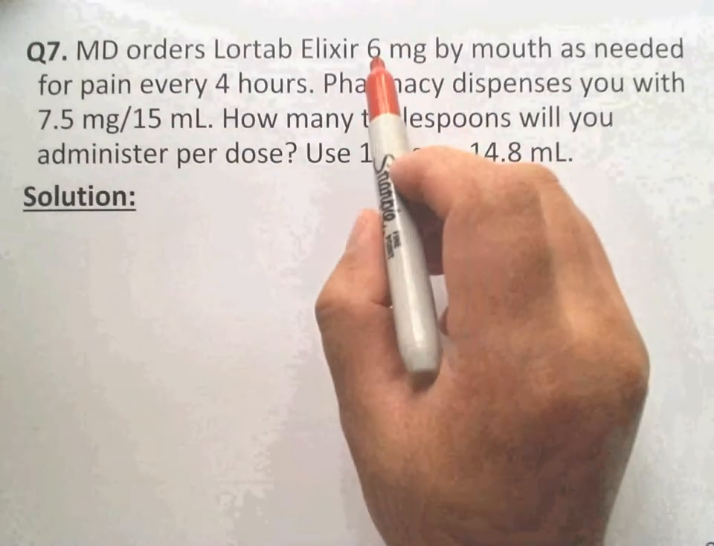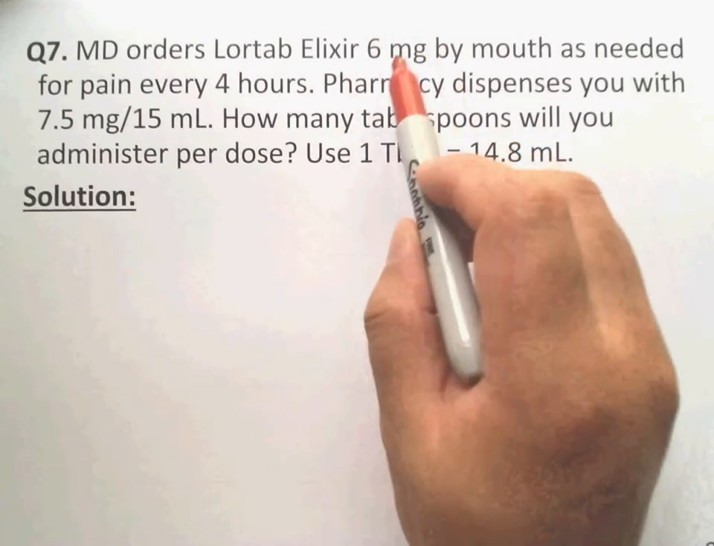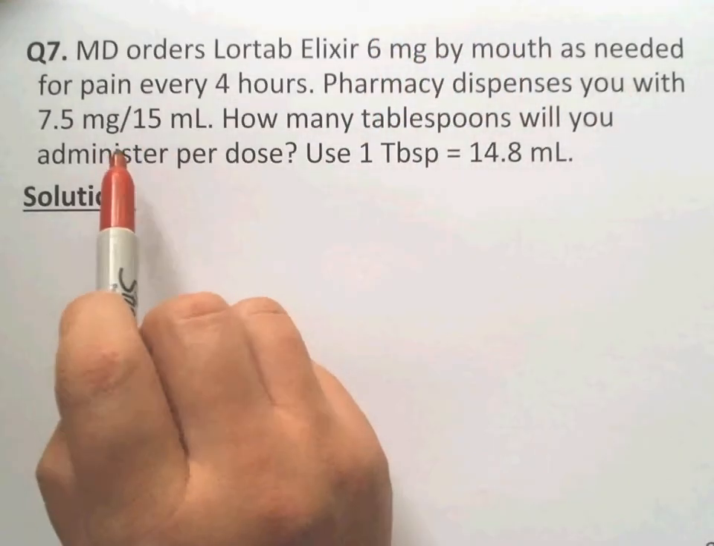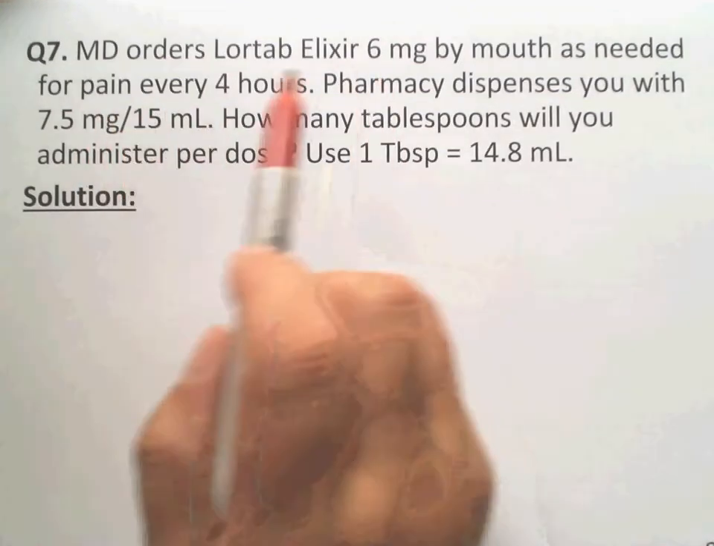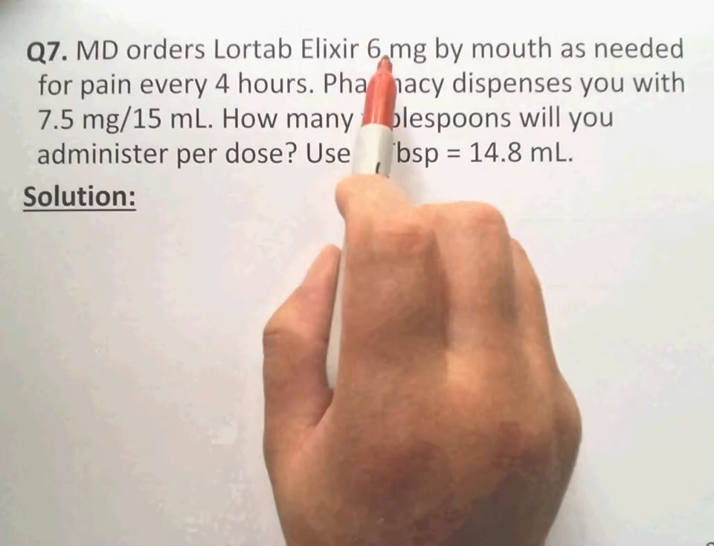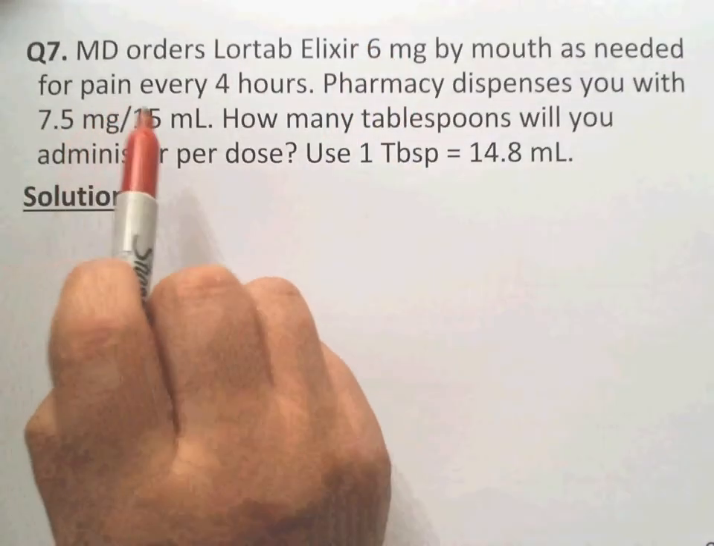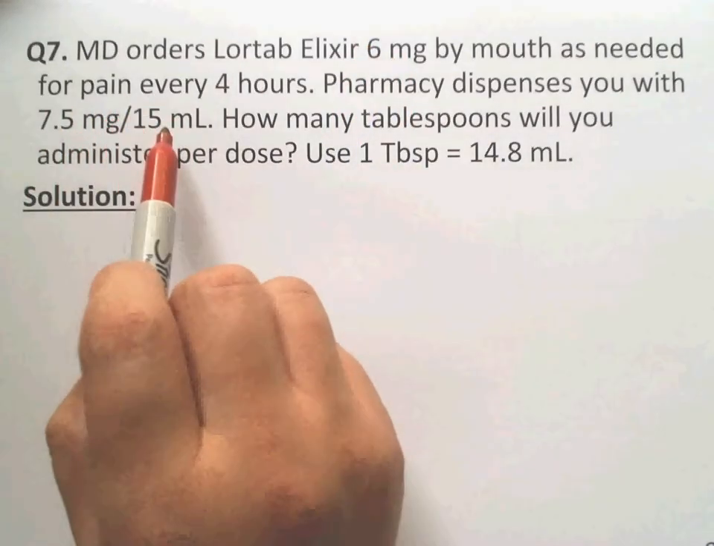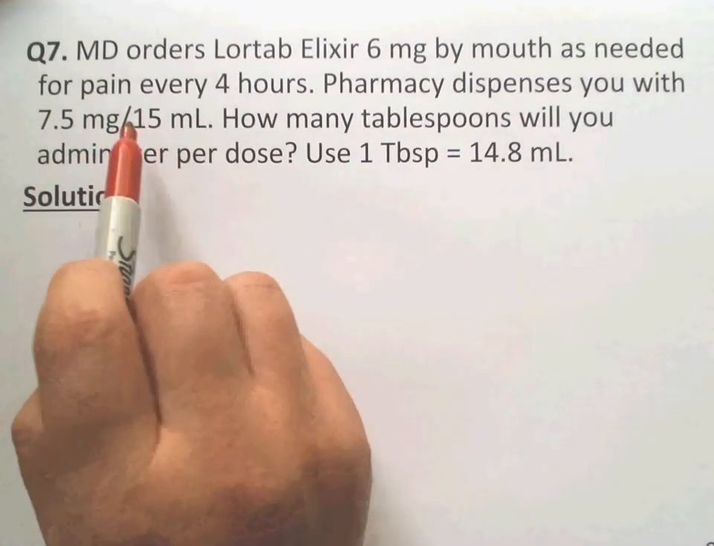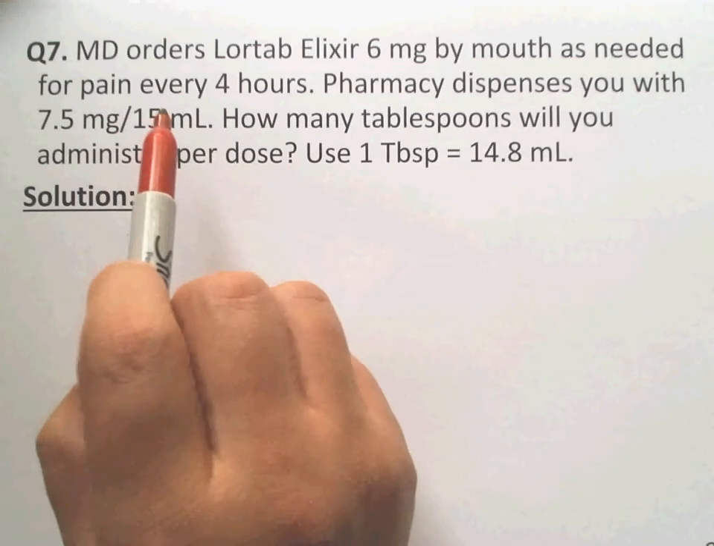Can you see this? The doctor orders a drug, 6 milligram by mouth as needed every 4 hours. That is the information. And the dose is here, right? The dosage is 6 milligram of the drug. And then what do you have? If you are a nurse, you need to administer it. What you get is not directly the drug.